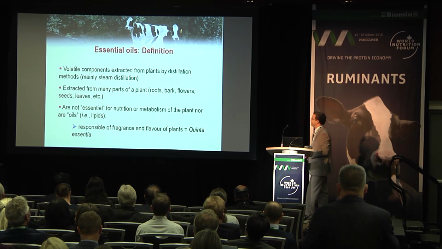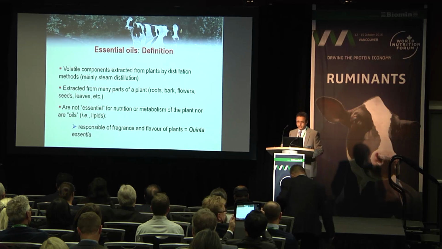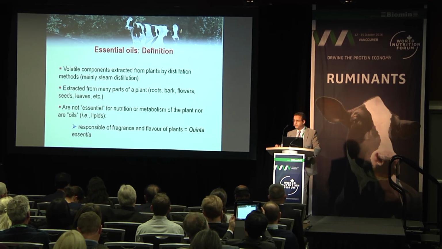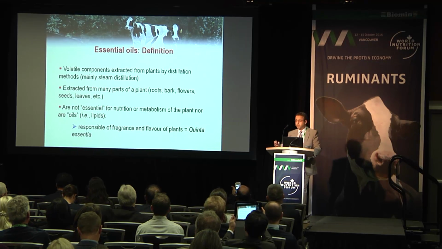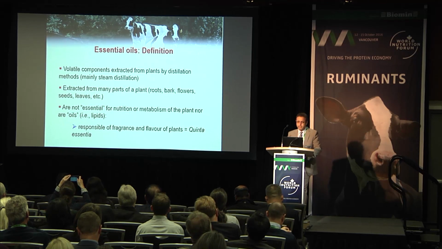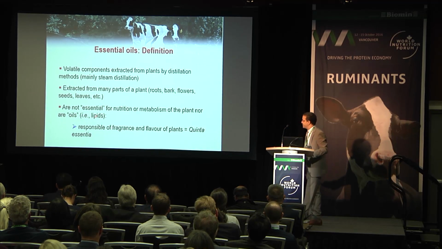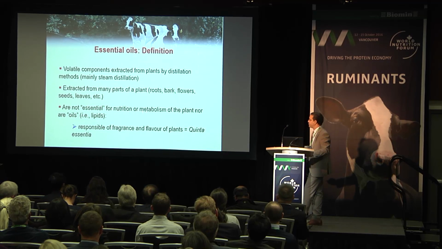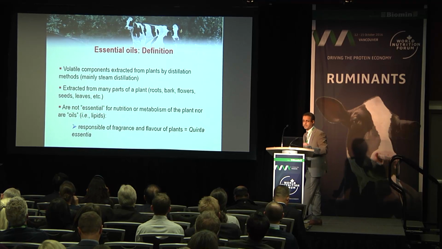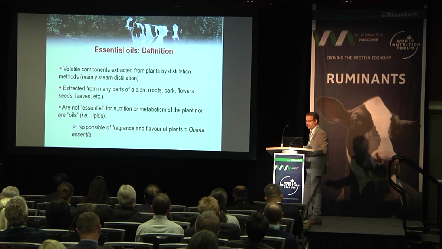How can we define essential oils? They are the volatile components extracted from plants by different methods of distillation, mainly steam distillation. They can be extracted from many parts of the plants, such as roots, bark, or flowers. And contrary to what their name may suggest, they're not essential for the nutrition or metabolism of the plant, nor are they oils in the sense of being lipids. They're responsible for the fragrance and the flavor of the plants.